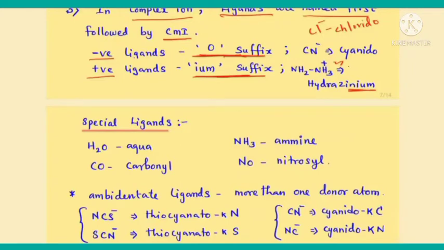Then there are some ligands which are given special names. These are examples of them. H2O is called aqua. The CO ligand is called carbonyl. NH3 is called ammine.